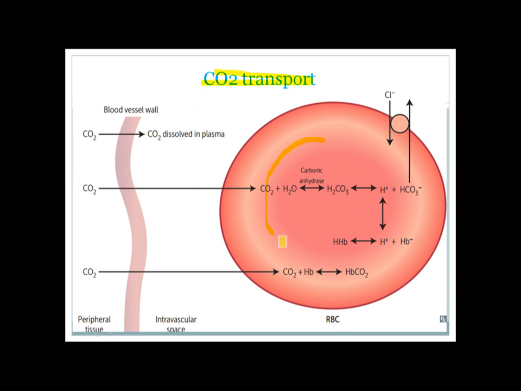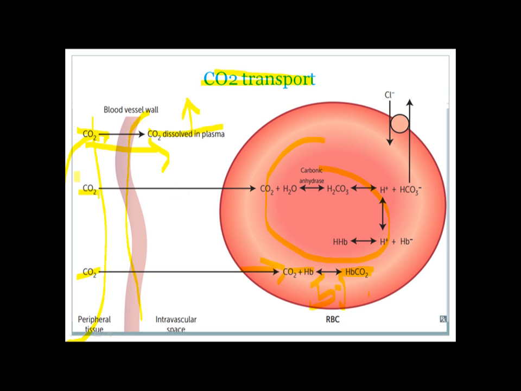Here we have a big RBC inside the vessel. This is the vessel wall, and here we have the tissue. The tissue, after metabolism, generates a lot of carbon dioxide. This carbon dioxide passes the blood vessel wall, comes to the plasma, and it can be carried as carbon dioxide in the plasma as a dissolved form, or can go inside the RBC, bind to hemoglobin, and form carbaminohemoglobin, which is also 5%.